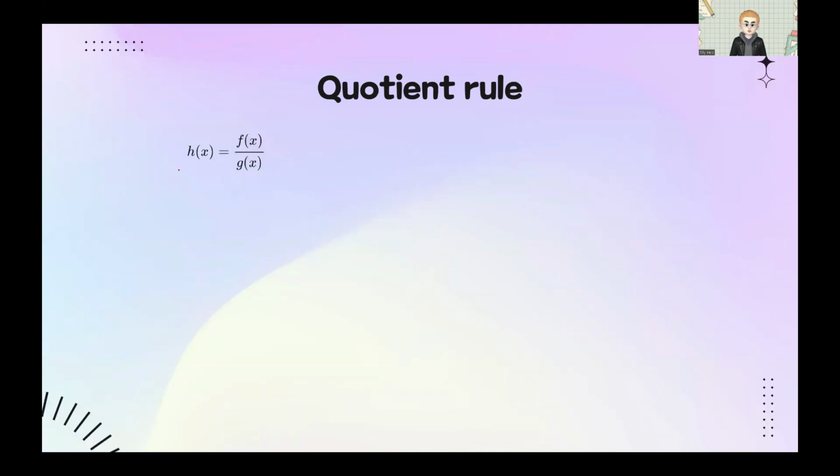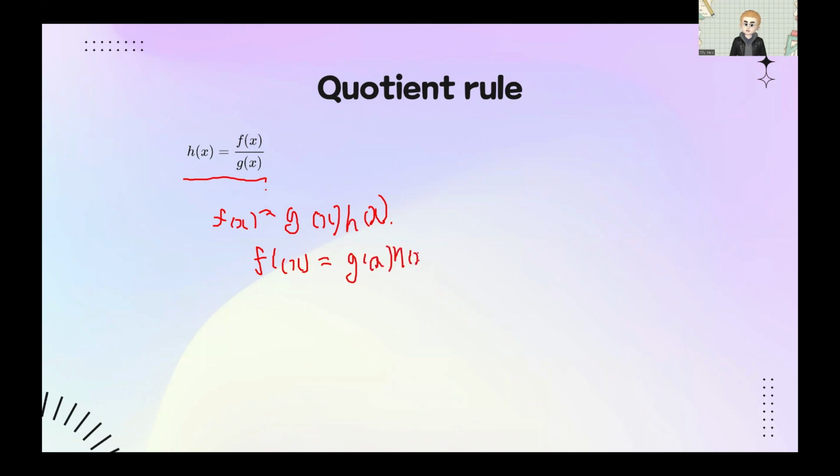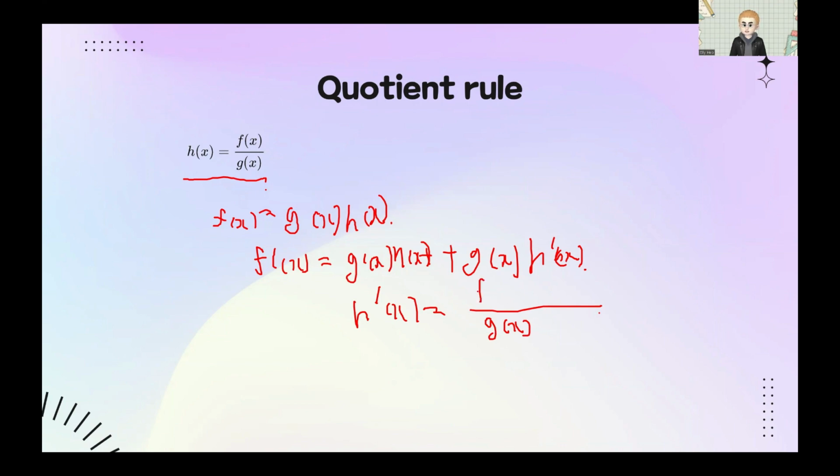Now I'm going to prove the quotient rule. Let h(x) equal f(x) over g(x). Since this is so, f(x) equals g(x) times h(x), right? Then by the product rule, we get f prime of x equals g prime of x times h(x) plus g(x) times h prime of x. Next, solving for h prime of x and substituting back for h(x) gives h prime of x equals f prime of x minus g prime of x times h(x), all over g(x).